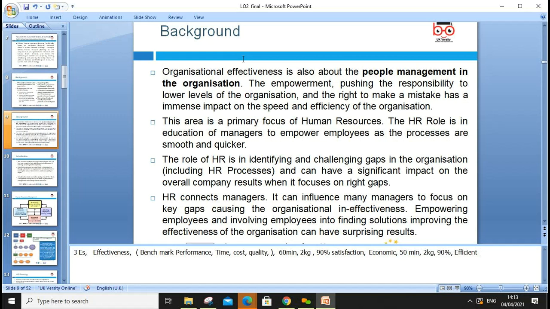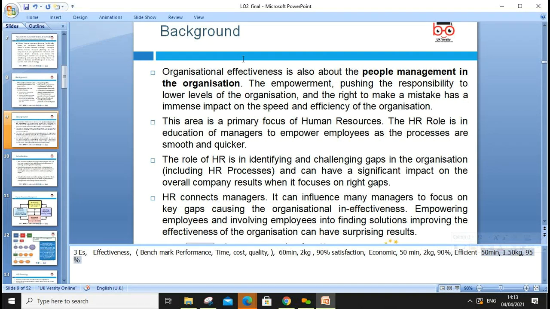So we need to look at how we can become efficient. Efficient can be thought of like this: if we are using, let's say, 50 minutes, and we're using 1.5 kg of material, we're cutting the waste, and 95% of customers are satisfied with us as well. So this is very efficient. We're exceeding in all areas. You're leading. So that's why we need to make sure of organizational effectiveness in all areas.